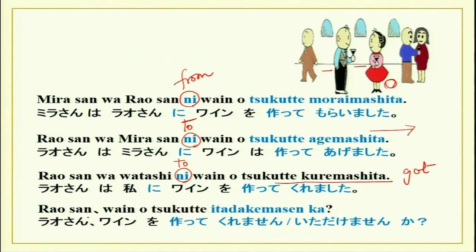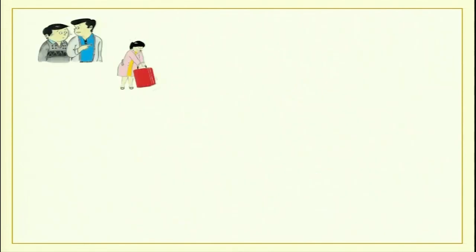Now, Rao-san, wine o tsukutte itadake masen ka? Polite way of requesting Rao-san to get a glass of wine for her. So, itadake masen ka? Very, very polite. So, you can see how it changes actually. How basically in a broader sense meaning is the same, but how level of politeness changes. Now, you can use it in another way as well.